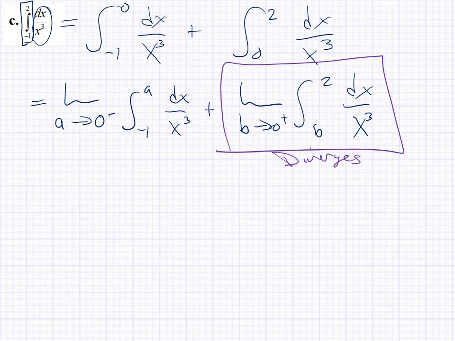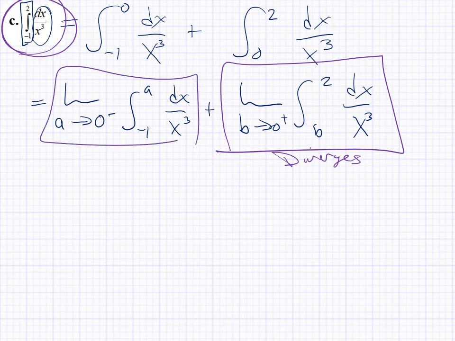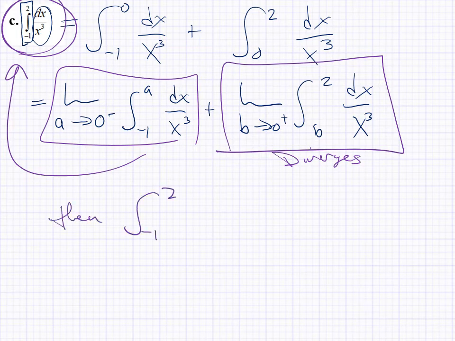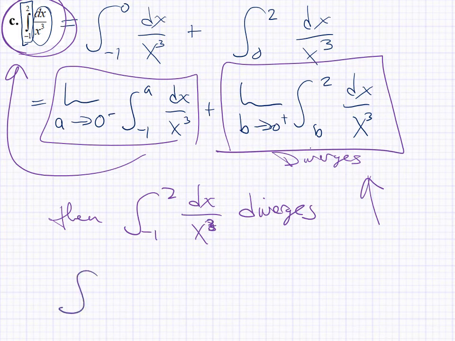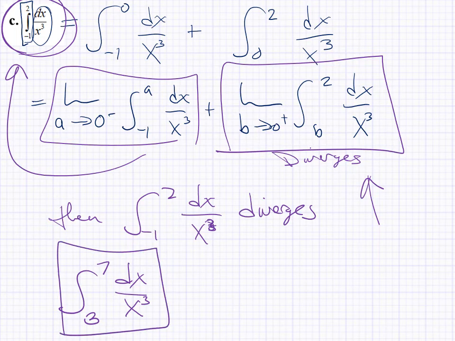Well, if that's part of the larger integral, it's only one piece of the two different pieces that make up this larger integral. If one of them diverges, then the integral from -1 to 2 of dx over x cubed diverges as well. And we don't have to do all the work all over again because this work was just done a second ago. This is x cubed. If I give you the integral from 3 to 7 of dx over x cubed, you wouldn't have to go through any of this because this is just a standard old proper integral.